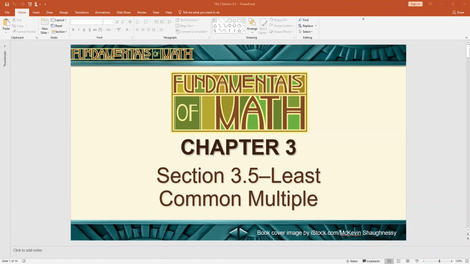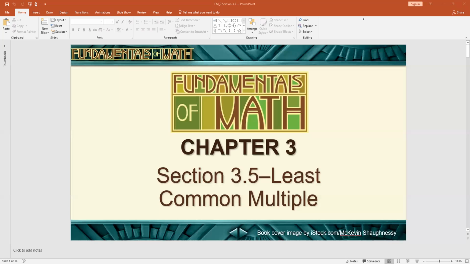Now, least common multiple, as you will go into in a second, is found when two or more numbers are compared. The least common multiple is the smallest positive common multiple of those two given numbers. So for example, if you have 2 and 4, the least common multiple is 4 because 2 divides into 4 and 4 divides into 4.